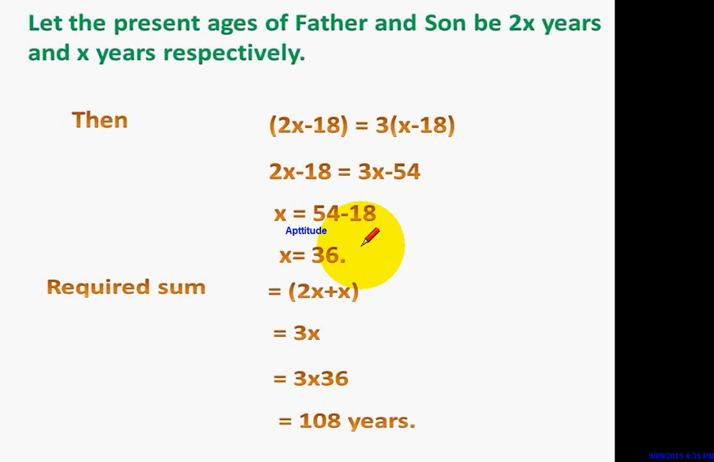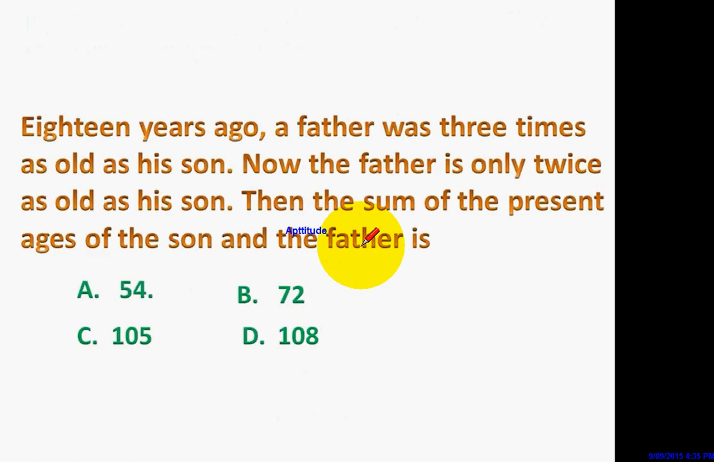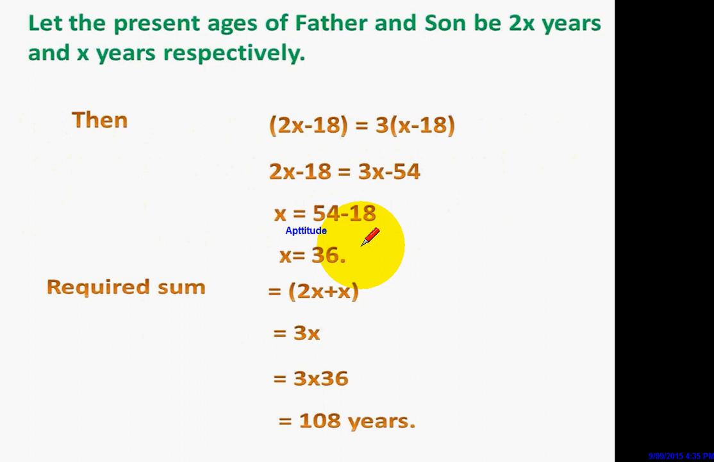So x minus 18. And what is the comparison? 18 years ago, father's age was 3 times. So 18 years ago, 2x is the father's age. It is 18 years ago, so 2x minus 18. If father travels 18 years before, then you have to subtract the same 18 from the son's age. So it should be x minus 18.